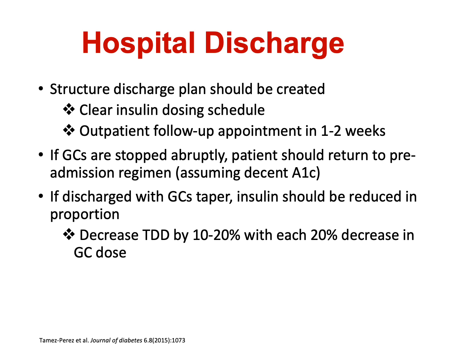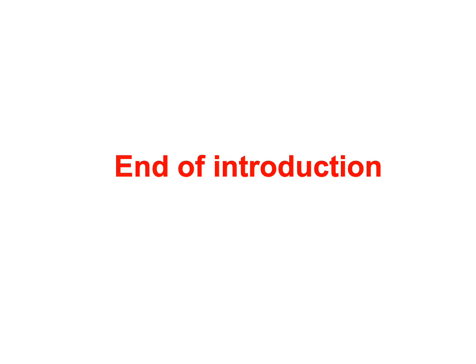Now, if steroids are stopped abruptly, patients should return to their pre-admission regimen, assuming they had good glycemic control before admission. Okay, if discharged with a steroid taper, insulin should be reduced in proportion: decrease the total daily dose by 10 to 20% with each 20% decrease in glucocorticoid dose. And that's the end of the introduction. So after this, we will now proceed with the case studies.